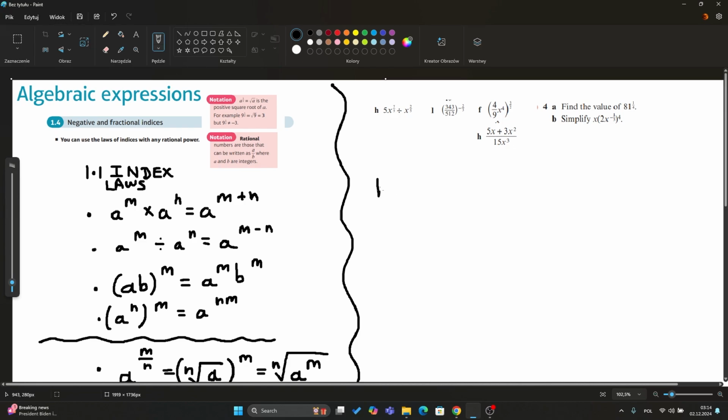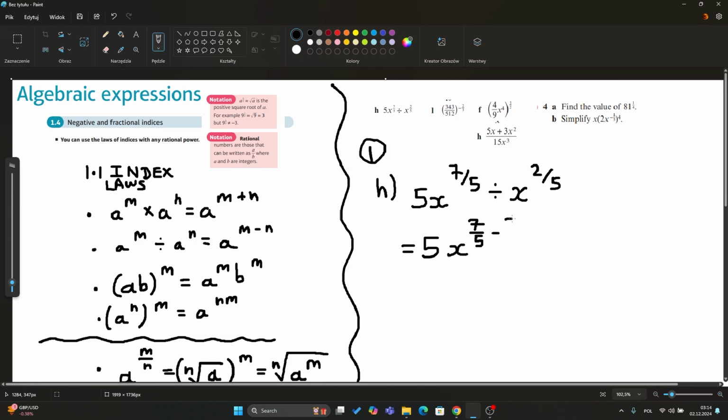So if we look at the first question of H, so now we go to exercise questions. So what happens here is that we use the division rule, because we've got bases that are the same, so we can do 5x to the power of 7 over 5 minus 2 over 5, which equals 5x to the power of 5 over 5, which equals 5x to the power 1, which is 5x.